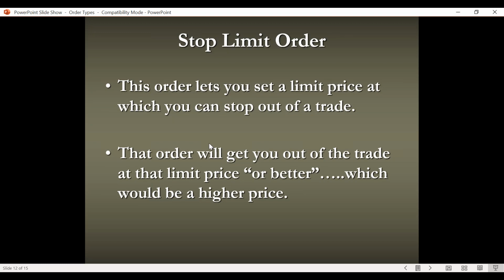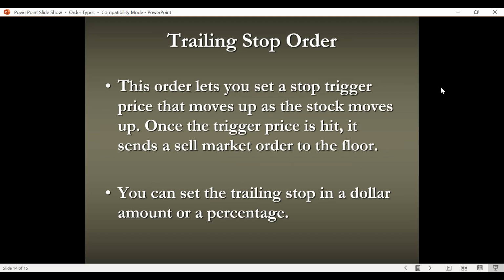All right. And then last is a trailing stop order. This order lets you set a stop trigger price that moves up as the stock moves up. Once the trigger price is hit, it sends a sell market order to the floor. You can set up a trailing stop in a dollar amount or a percentage amount.